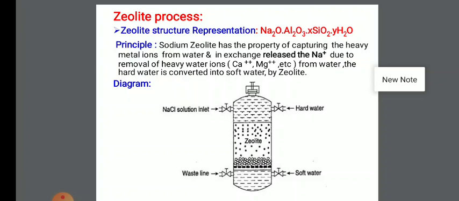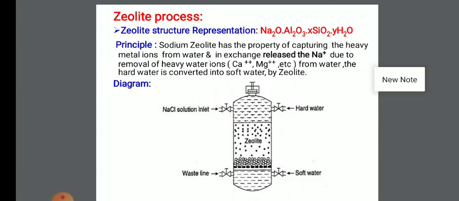By taking the reference of the diagram, we can write here the construction point: this zeolite softener consists of a cylindrical pot or tank. At the center of this tank there is a zeolite bed along with a sand filter. This tank contains two inlets at the top, one for the addition of the hard water, and the second for the addition of NaCl, which is also called brine solution, for the regeneration of this zeolite.